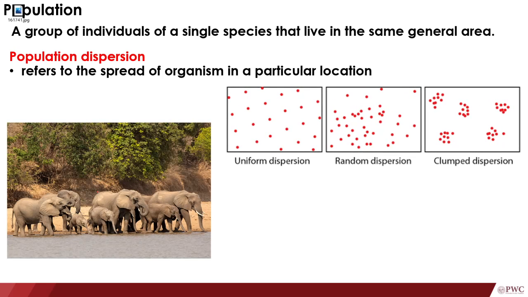The same thing with this one. This one is a herd of elephants. This is also a clump dispersion. The elephants stay together. So again, these are the three types of population dispersion: uniform, random, and clump dispersion.